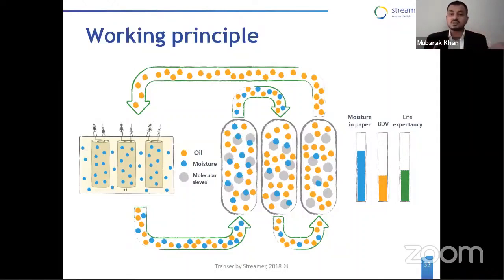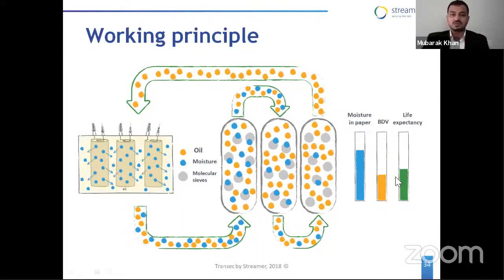The dry oil then absorbs the moisture in the paper. It comes back to the unit, again its moisture is removed, it goes back to the transformer, removes moisture from the paper, and it is continuously circulating in this fashion. Thus it is drying the transformer very efficiently. Okay, I hope you understood. So during the circulation process, the moisture from the paper is also removed. This is the most efficient way to dry a transformer continuously.